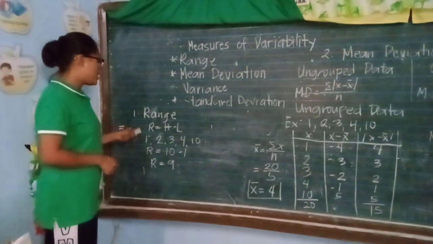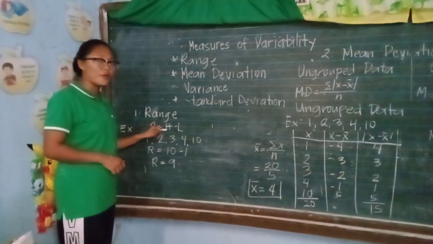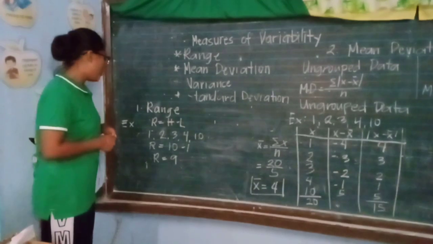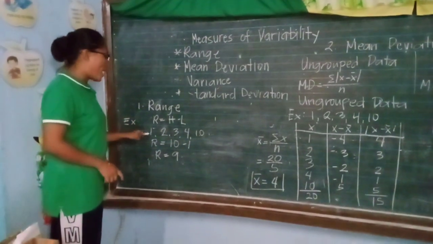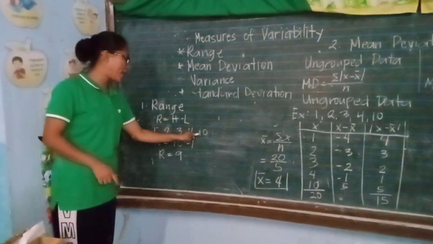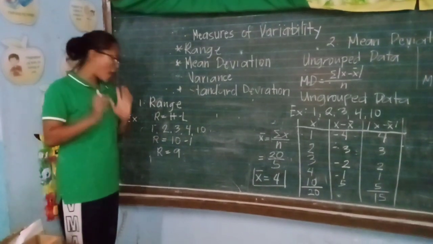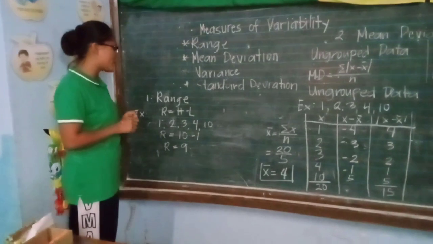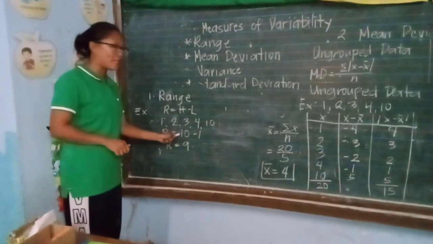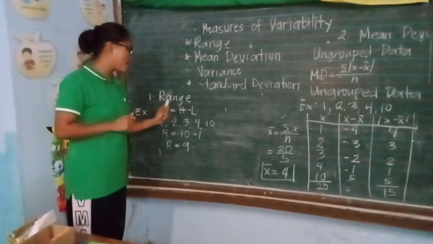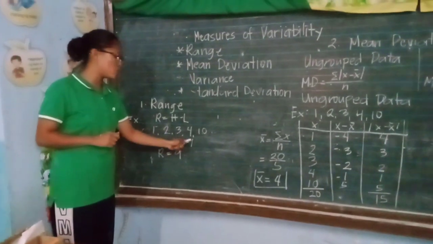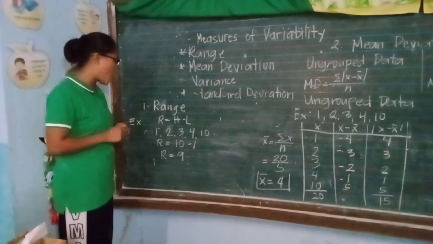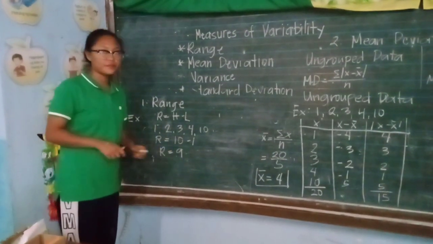The formula of range is R equals highest number or H minus lowest number or L. And we have our example: 1, 2, 3, 4, 10. How do we get our range? First, we will find our highest number, and that is 10. 10 minus the lowest number, and that is 1. So our total is 9, and therefore our range is 9.